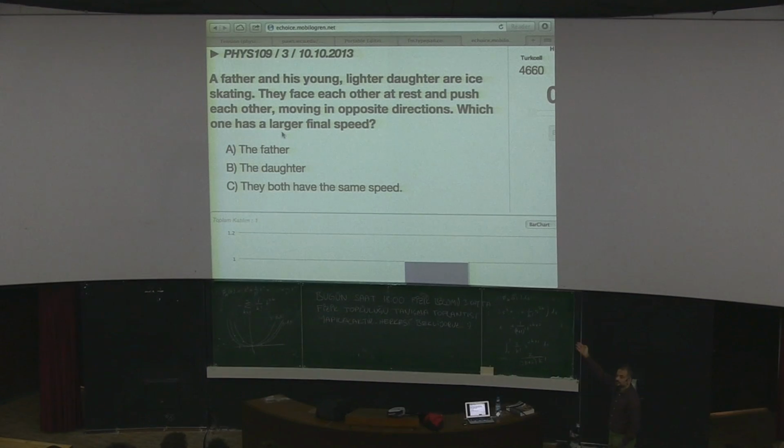So it is the same situation. You have the father and the small daughter, who is lighter. So they push each other. In the previous problem, you were asked which one felt the larger force. In this problem, you are asked to tell which one will have a larger speed at the end.